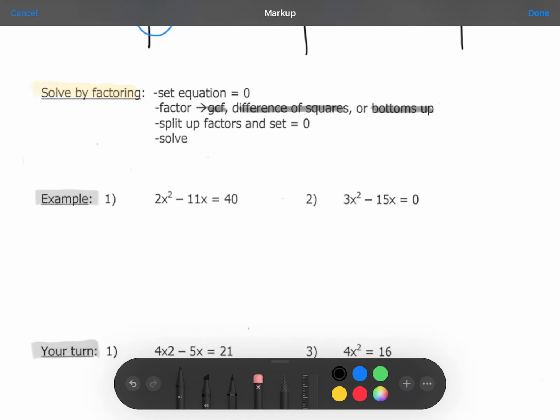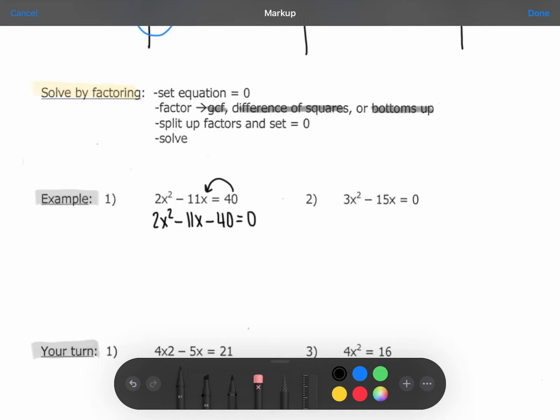The first example is 2x squared minus 11x equals 40. I know it's a quadratic because it contains the x squared, and it's an equation because of the equal sign, so I know I need to solve it. What I need to do is set it equal to 0. The way we do that is you take that 40 and cross it over the equal sign. So your new equation is 2x squared minus 11x minus 40 equals 0. Anything that walks over the equal sign, you just change the sign. Make sure you put your equation in standard form with the x squared first, then the x, and then the constant.